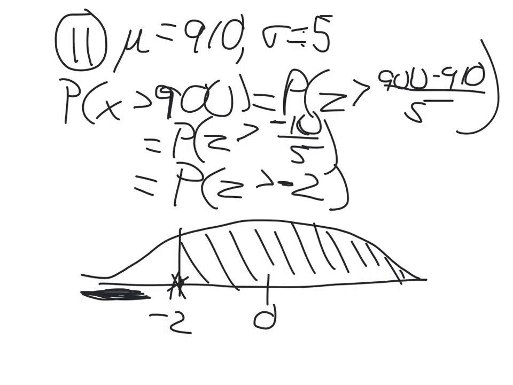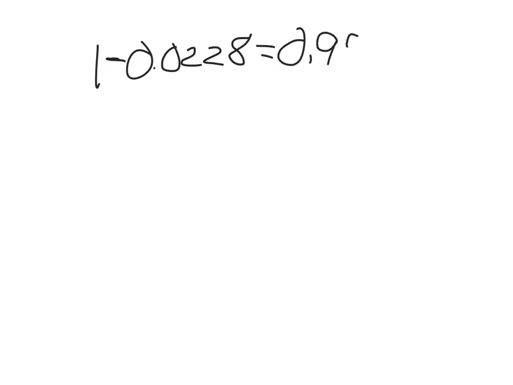So, let's change slide. We're going to have 1 minus 0.0228, and that's going to give us 0.9772, which is as it should be. Okay? So that's everything to the right of minus 2, because it's talking about greater than.